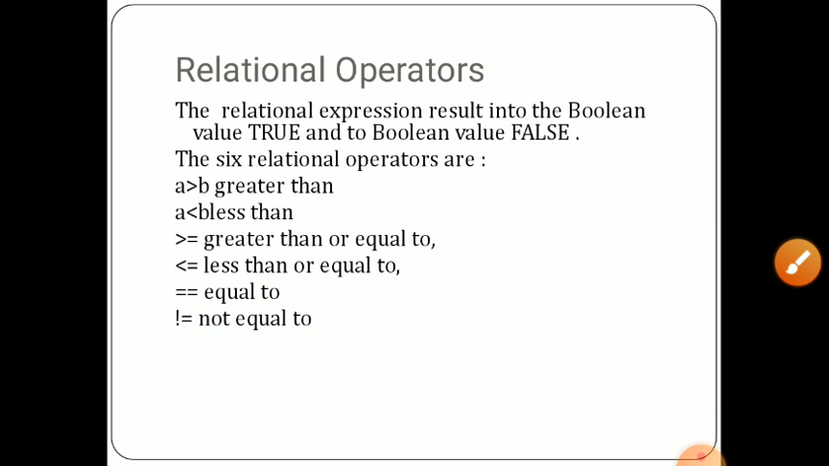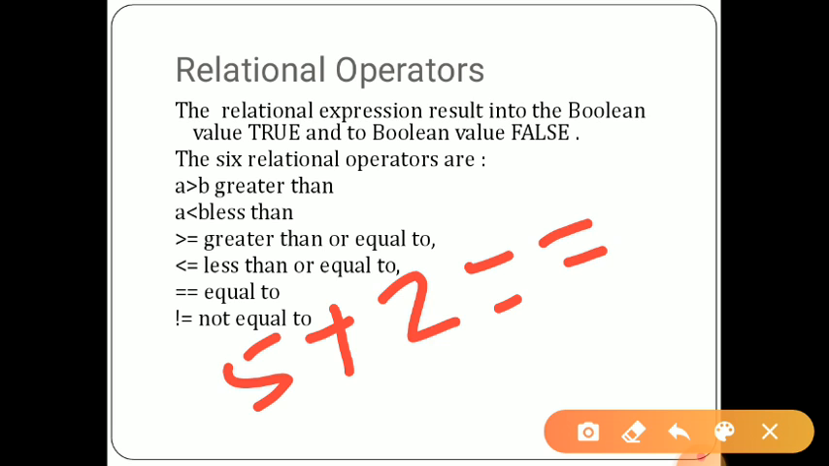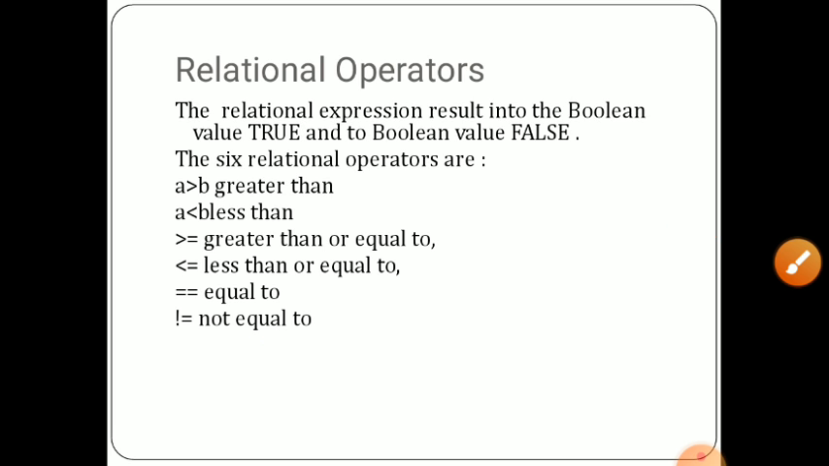So we use this relational operator with arithmetical operations also. If we calculate 5 plus 2 equal to 2 plus 5, the result will be true. And if we write not equal to here, then accordingly it will return a true or false value.